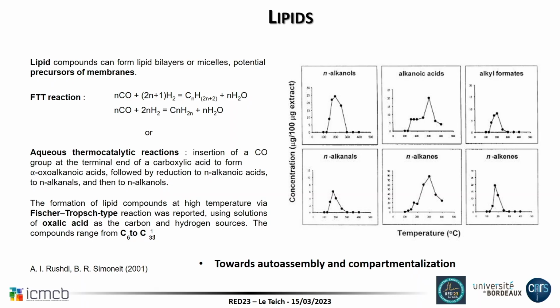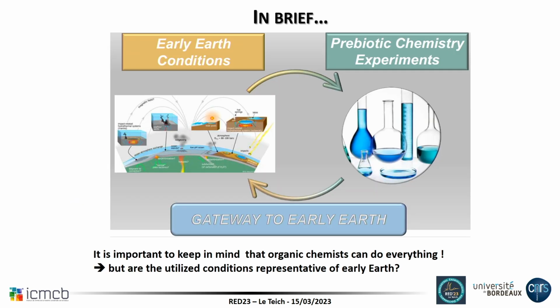Indeed, you can use the Fischer-Tropsch reaction to combine carbon monoxide with hydrogen and form different carbon chain lengths, towards the potential formation of membrane auto-assembly and later compartmentalization. Depending on the temperatures that have been reported, you have different yields. But in brief, I was quick on this organic chemical part, and first, I'm not an expert.